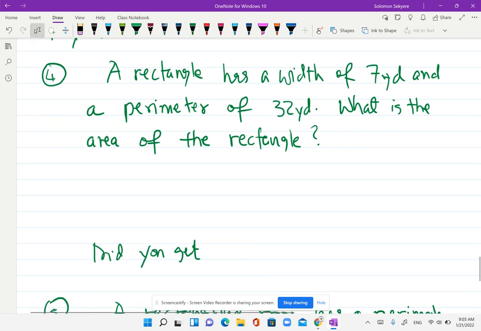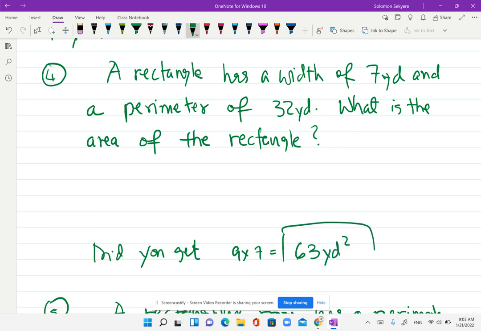What are you going to get? You subtract the 14, and you're going to get 18. 18 divided by 2 is 9. 9 times 7 equals what? 63 yards squared. This should be your answer.